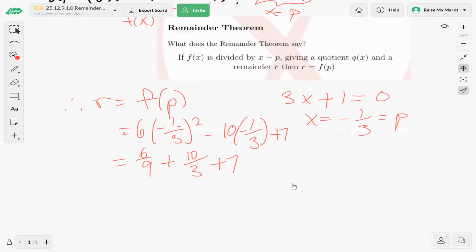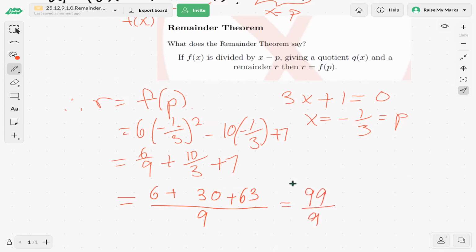Let's put everything over a common denominator of 9. 10 times 3, 7 times 9. Looks good. Let's add everything in the numerator. So we have 63 plus 30, 93 plus 6, 99. Is that right? Divided by 9. That equals 11. Our remainder is 11.